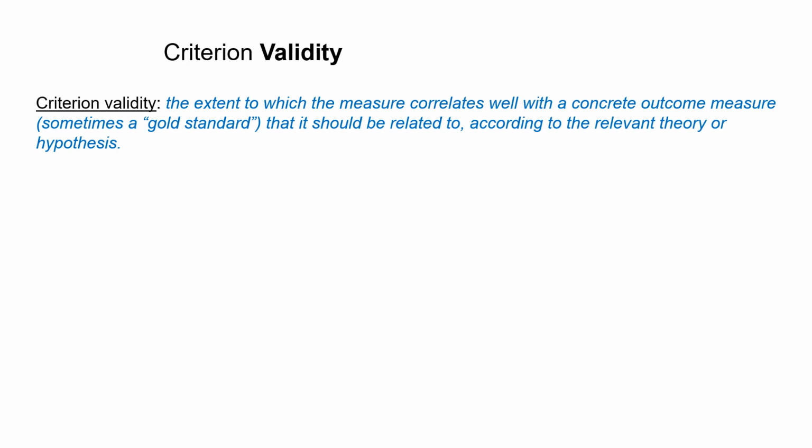Criterion validity is the extent to which a measure correlates well with a concrete outcome or measure, sometimes a gold standard. If there's a gold standard that exists in what you're measuring, then you want to compare whatever scale you design to the gold standard. If there isn't a gold standard, you need to measure it against a scale that already exists for that theory or hypothesis.